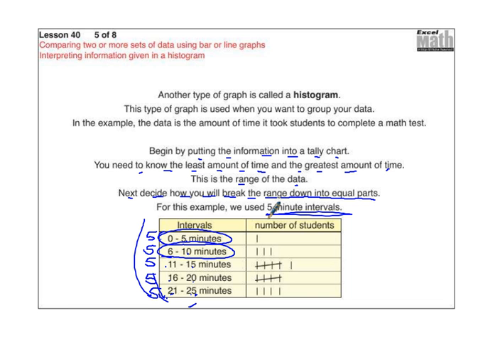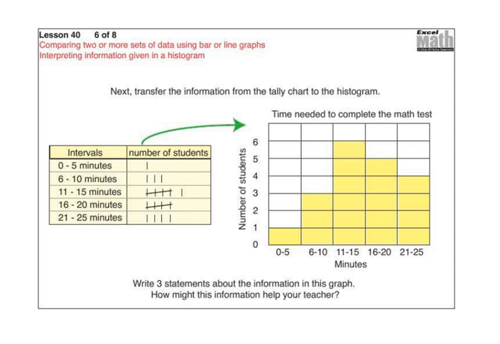And then what they did is they figured out that there was one kid that did between 0 and 5 minutes, 3 kids that did between 6 and 10, 6 that did between 11 and 15, and so on. That's what these tallies out here mean. Now, what do we do with the tallies? We take the tallies and we turn it into a histogram.